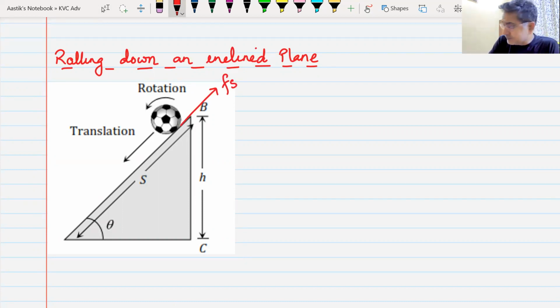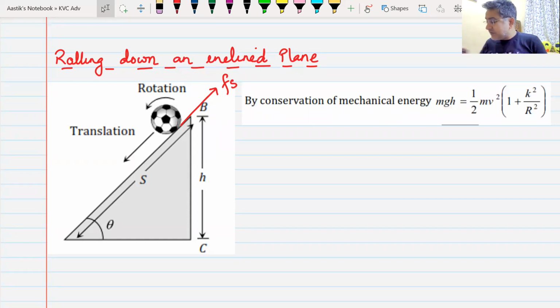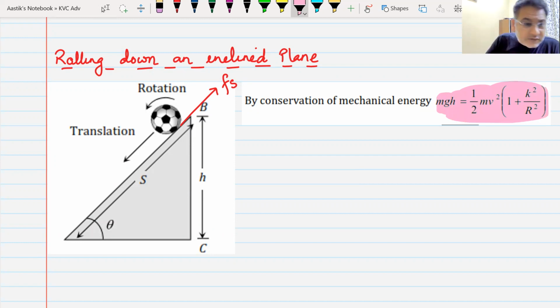Yes or no? Yes. Now remember, here you can apply the law of conservation of mechanical energy, because friction is static in nature. Do we understand this? Yes, sir. So you can straight away apply this. This is the first thing that you must remember: you can apply the law of conservation of energy. So you can get this equation. This is how you can solve one or many of the questions.